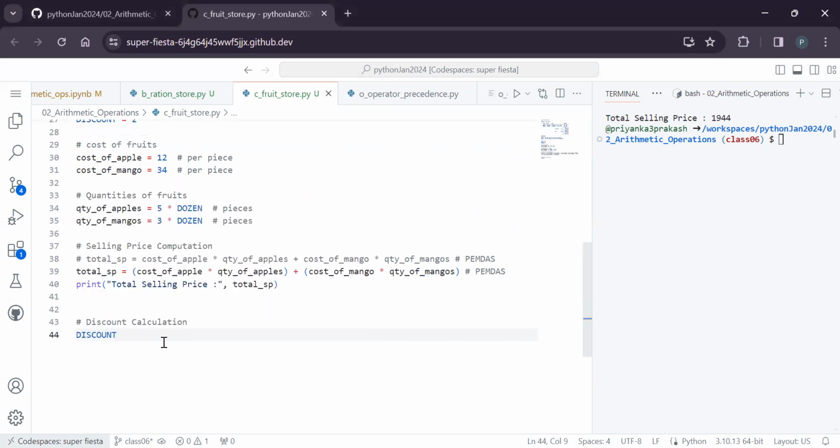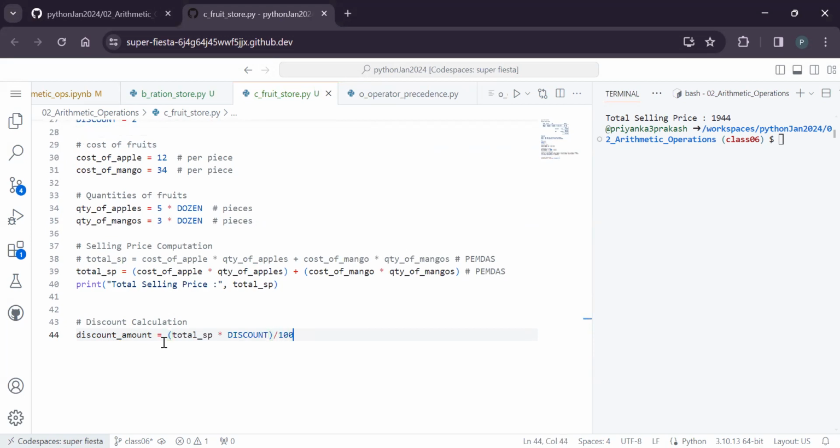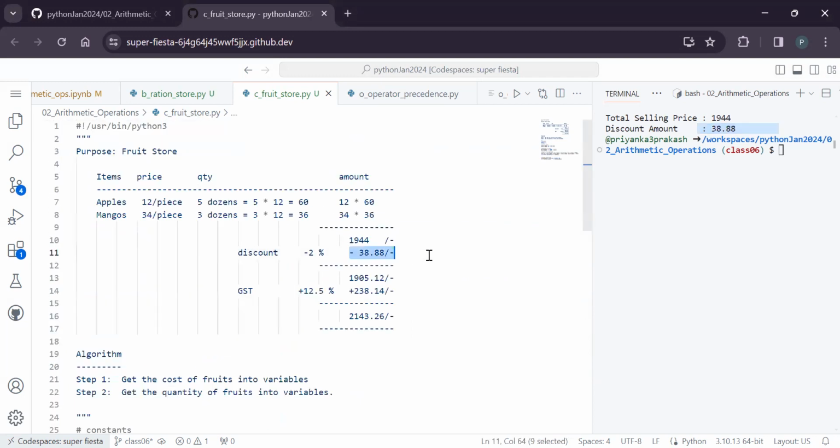So discount amount, if you are calculating, what would be the discount amount? In the total selling price, we need to multiply with the discount and divide by 100. That's what we know standardly. Now, if I ask, what is the discount? You can notice it is 38.88. So you got the same answer.